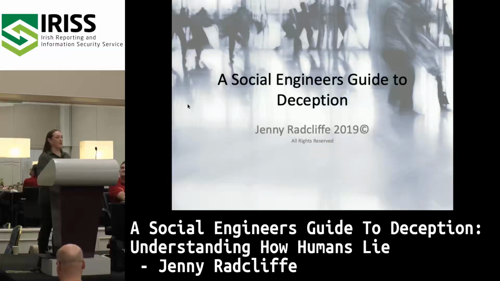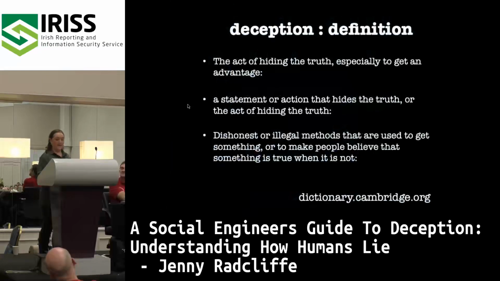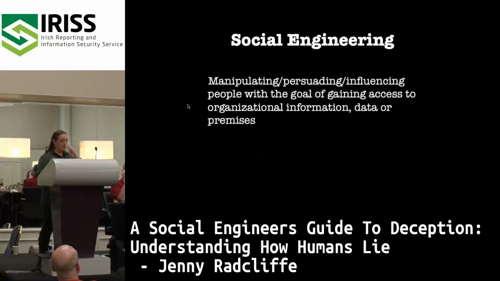So obviously, as a social engineer, a lot of the time I'm actually introduced as a professional liar, which is a bit of an insult. And I suppose it's kind of true. You know, if you define deception as the act of hiding the truth, illegal methods used to get something, or to make people believe that something is true when it isn't, social engineers are professional liars. And obviously we use that in various ways throughout the job. So whether it's physical infiltration, whether it's writing spear phishing emails, any kind of contact involves deception.